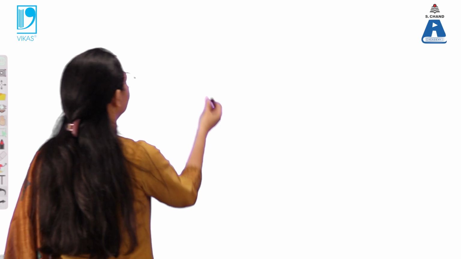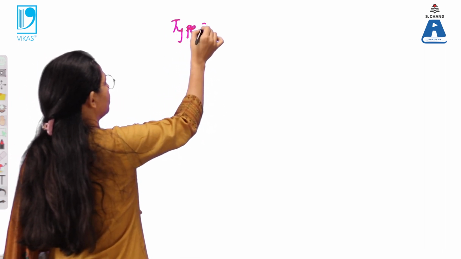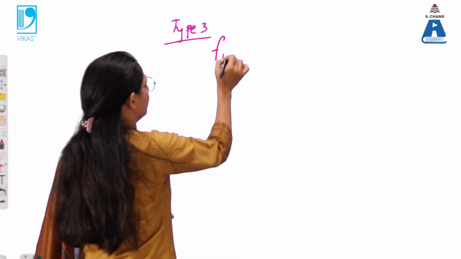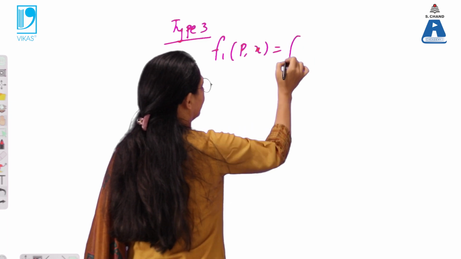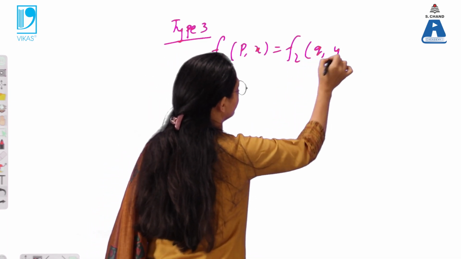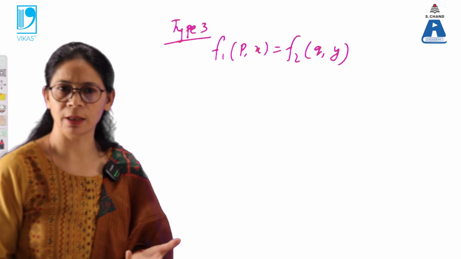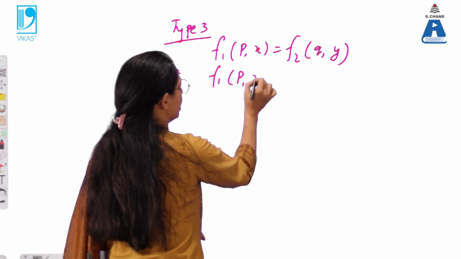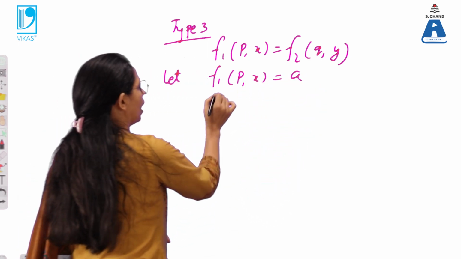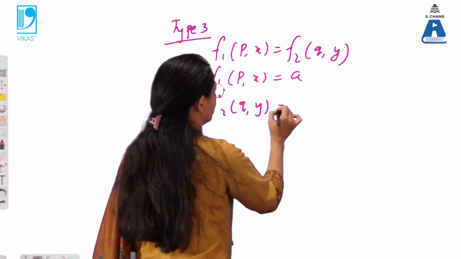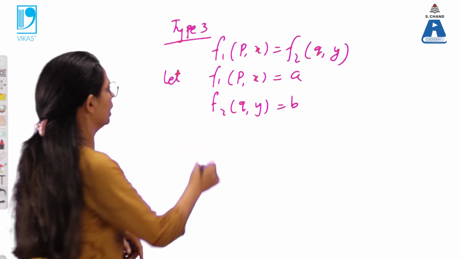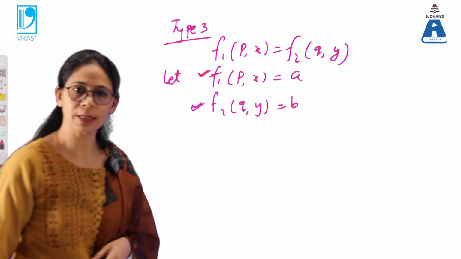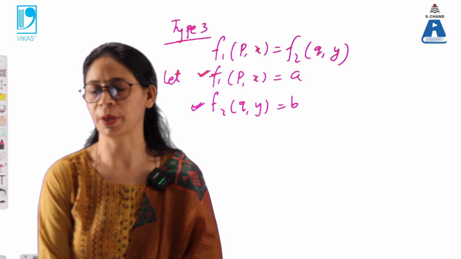Then the third type is the variable separable form. Variable separable forms can be easily integrated, so there is no set procedure for this. They can be integrated separately. Let us say that f1 of px is equal to a, some constant, and f2 of qy is equal to some other constant. We will integrate the first one, which will give us one relation, and we will integrate the second one, which will give us a second relation, and then the general form can be written.